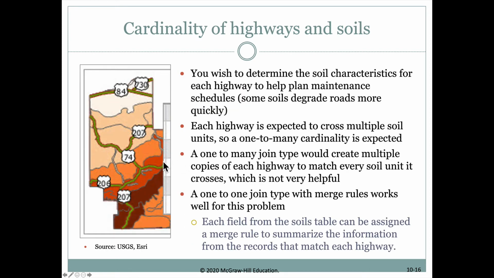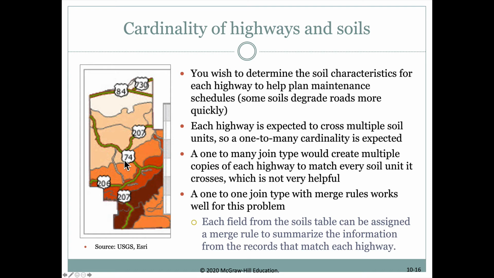Here's another example here where we have some roads data and we also have some soil data underneath it. And we want to join the soil. The target table is going to be the roads, and we want to join the soil to that. And we want to say what type of soil these roads are passing over. And as we can see in this example here, for example, 74 passes over 3 different polygons. So we would expect a one-to-many cardinality.